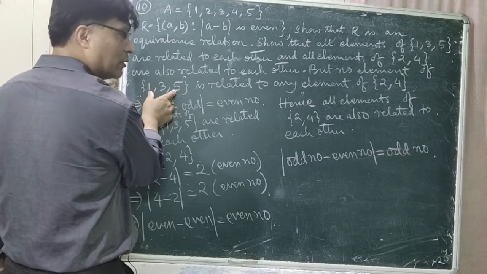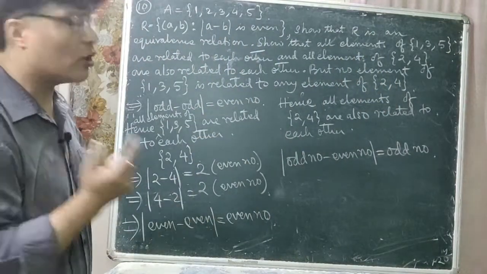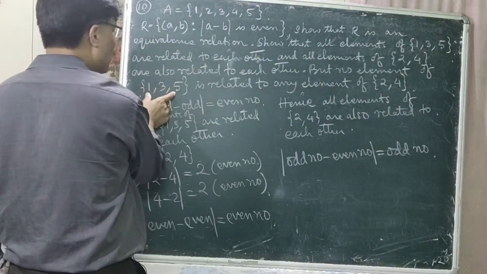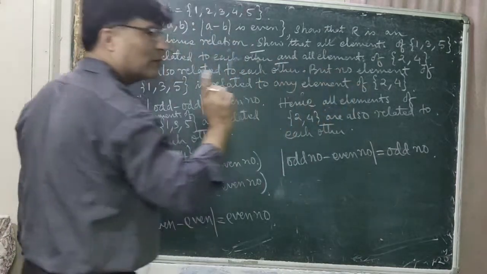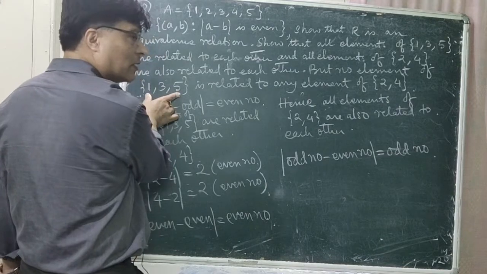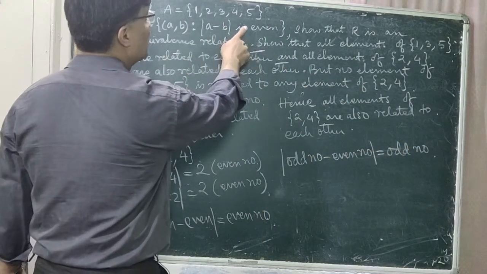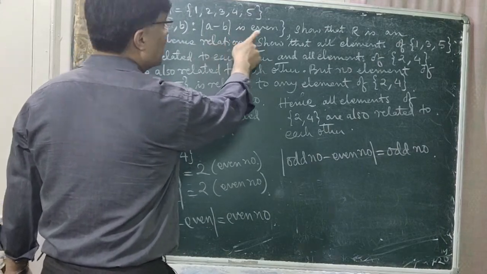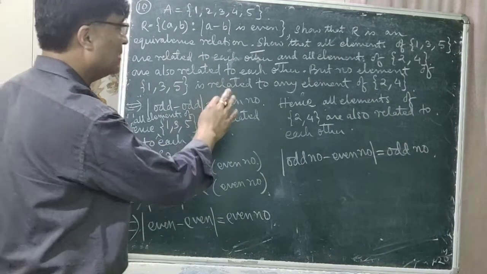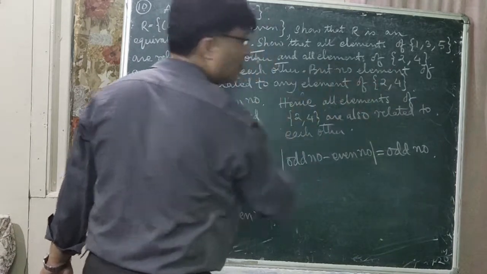तिमीले योबाट कुनै पनि नम्बर यो नम्बरबाट घटाउँदाखेरि के हुन्छ? You will get odd number, isn't it? यो नम्बरको कुनै पनि नम्बरबाट माइनस गर्यो भने तिमीमा के आउँछ? जहिले पनि odd number आउँछ. That is odd number minus even number will give you odd number. So which is not true in this case, isn't it? यहाँ त a minus b के आउँछ भन्दैछ even, तर we are getting odd number, isn't it? Hence no elements of 1, 3, 5 is related to any element of 2, 4.